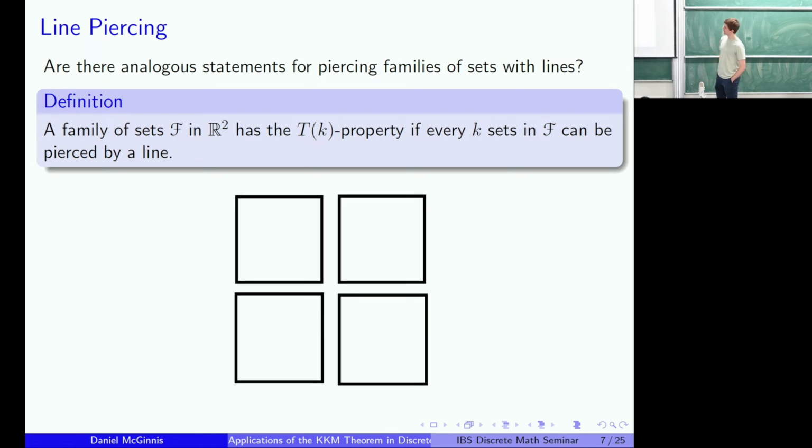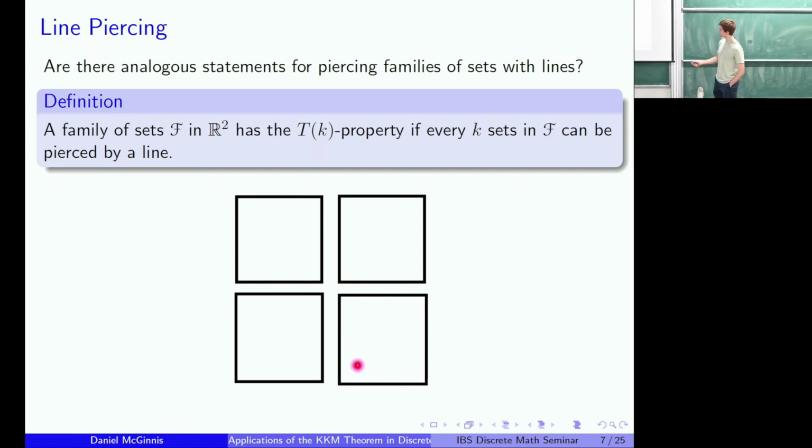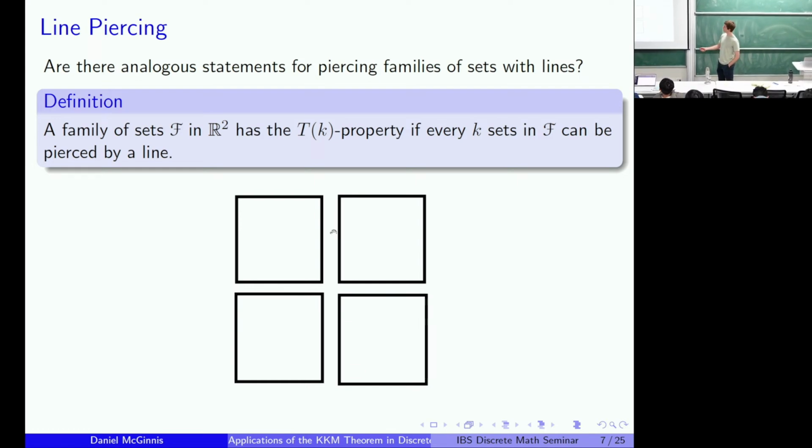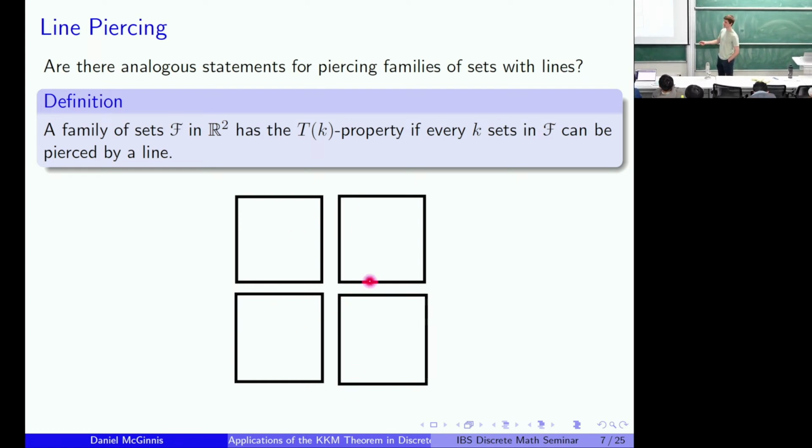I have an example here of four sets in R2. It has the T3 property, so you can see that every 3 sets has a line piercing them, but it doesn't have the T4 property, because there's no line hitting all 4 of these squares. So in particular, the direct analog of Helly's theorem doesn't work for lines, because every 3 boxes are hit by a line, but there isn't a line hitting all 4 of the boxes in this example.